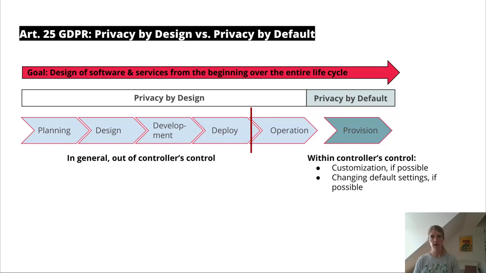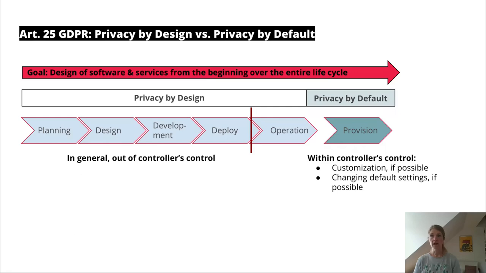Looking again at the engineering process and the life cycle of designing software and services, you can see here what I already mentioned: privacy by design is something which is in the control of the developer. It must be implemented in the engineering itself. At a later stage, the only chance a controller has is to either ask for or do customization if it is possible, or change default settings. If the developer and the manufacturer provided the option to change default settings, and not every tool provider does so. So the options when it comes to privacy by default are very limited.